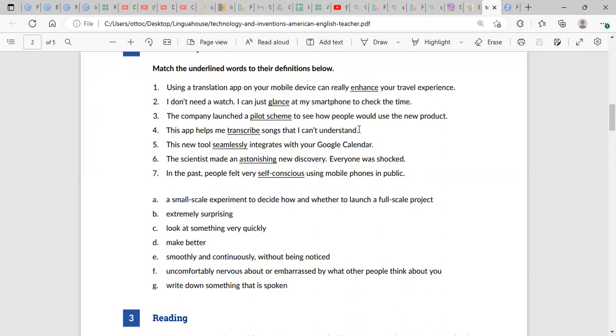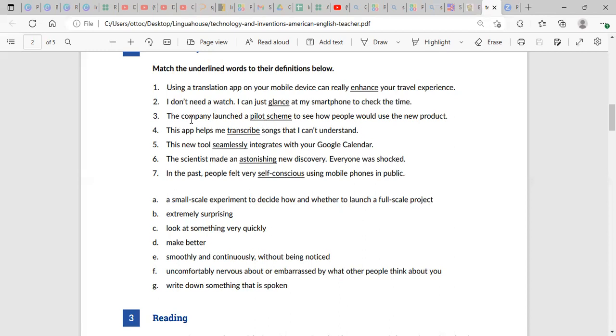It will be letter C. Look at something very quickly. Perfect. Okay. Glance. That is the definition. Look at something very quickly. We usually use this and we say, at first glance. That means a primera vista, or that you are not looking at something carefully. Glance is just like a quick look. Very good.